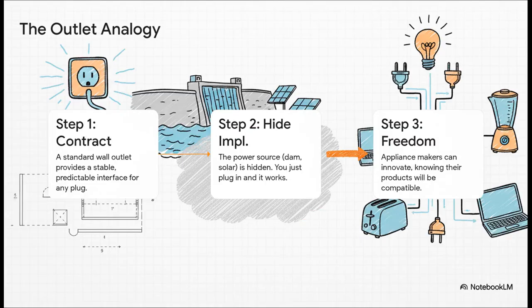And the perfect analogy for this, I love this one, is a simple electrical outlet. Think about it. First, it defines the contract. Two prongs, a specific voltage. It's a stable, predictable standard. Second, it hides the implementation. You have no idea if that power is coming from a nuclear plant or a solar farm, and you don't care. And third, that standard enables total freedom and innovation. Anyone can go out and build a toaster or a TV, knowing it'll just plug in and work. That's the power of a strong boundary.